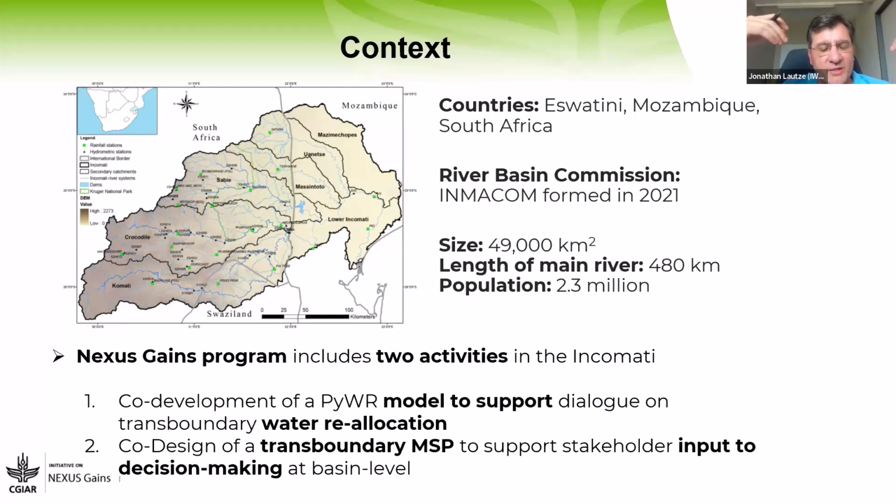As you see at the bottom of your screen, the NEXUS Gains program has worked to support INMACOM and the Incomati on 2 key activity areas. The first area is centered around model development, a basin-wide model to support dialogue around transboundary water reallocation, which is a key area of focus that the new INMACOM is working to facilitate. The second key area, which is the focus of today, is the co-design of a transboundary multi-stakeholder platform, which will support direct input by stakeholders into basin management and basin decision-making. Next slide, please.